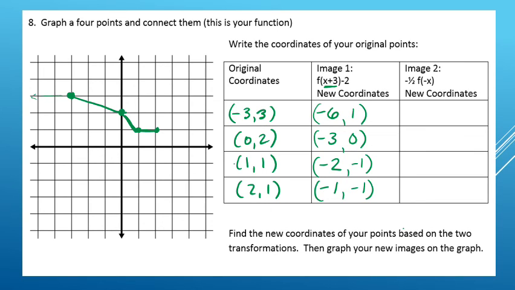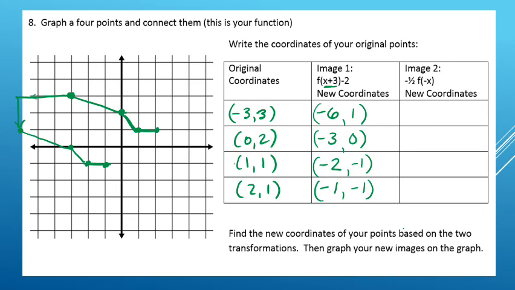So I'm going to graph this just to prove that it worked. I'm expecting that it moves left and down. So I've got negative 6, 1. I'm going over to negative 6 and up to 1. So I kind of have to imagine it's right there. Negative 3, 0, right here. Then I have negative 2, negative 1, and negative 1, negative 1. I'm hoping you can see here how everything has moved to the left and down, just like we asked it to within the transformation directions.